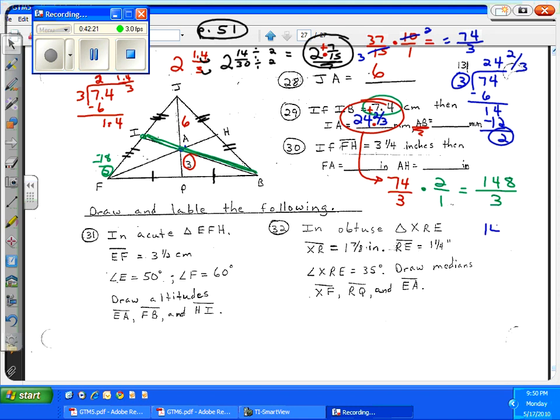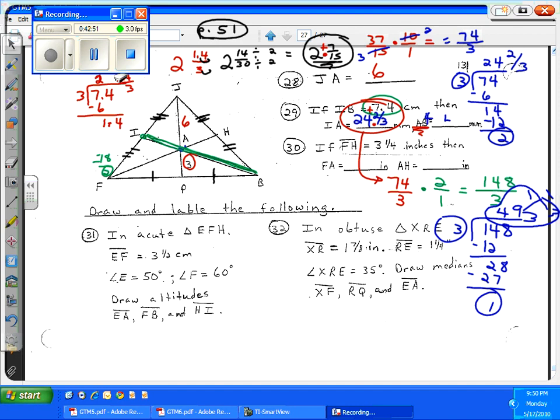We take the 148 divided by 3. 3 fours are 12 with 2 left over, bring down an 8. 3 times 9 is 27 with 1 left over. You put your remainder 1 over your divisor 3. And so we have 49 and 1/3 millimeters. I'm having trouble with my pen writing where I want it to. 49 and 1/3 millimeters. Okay. Any questions on that?